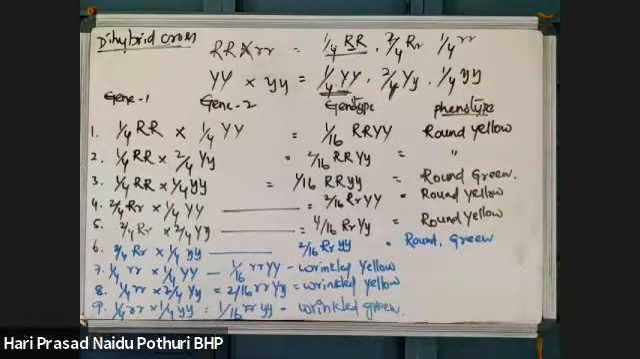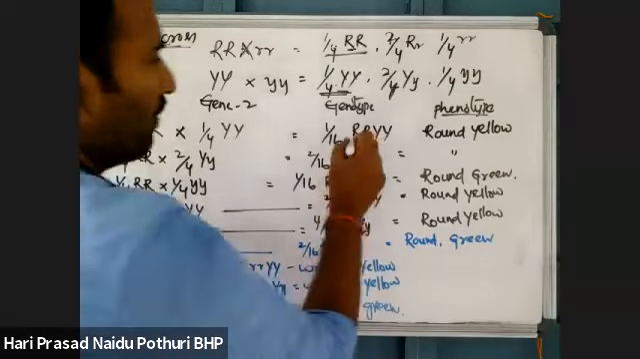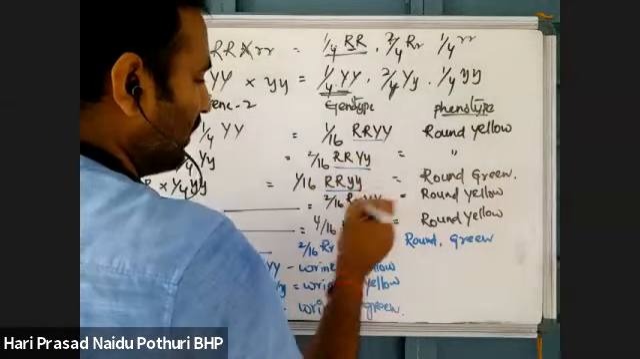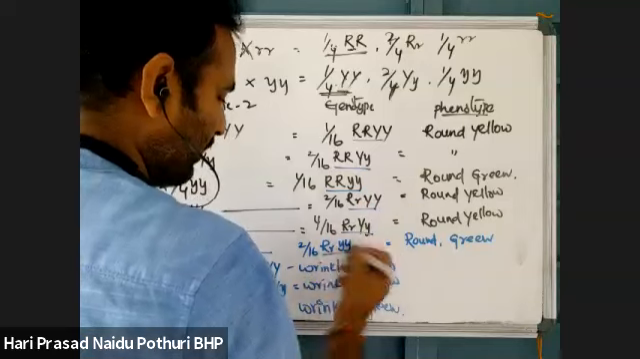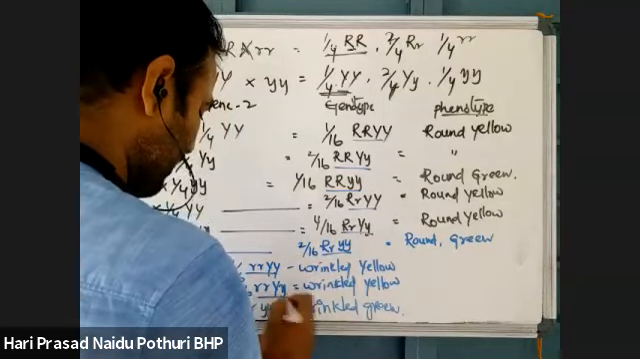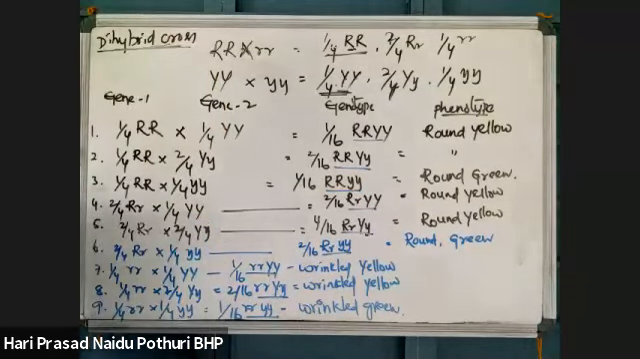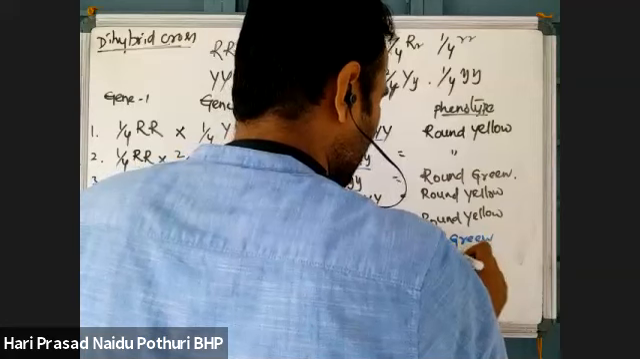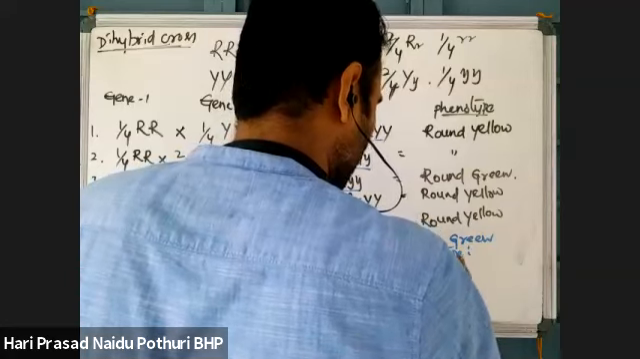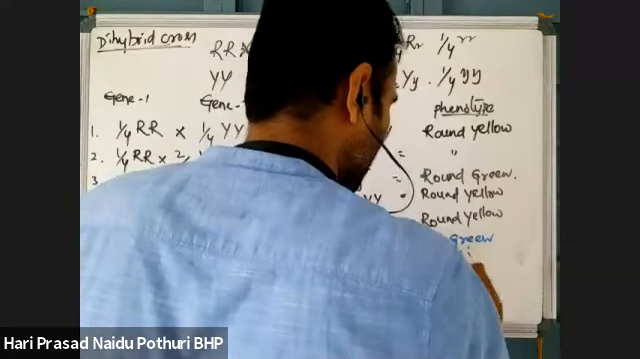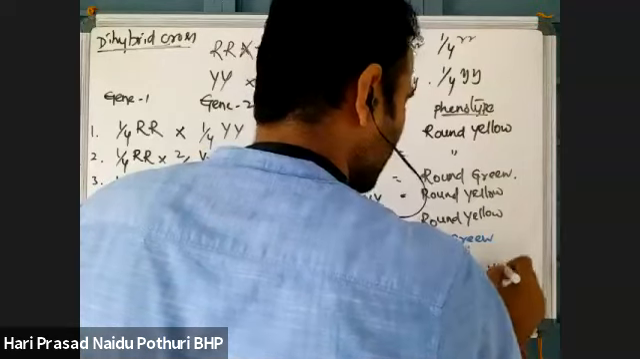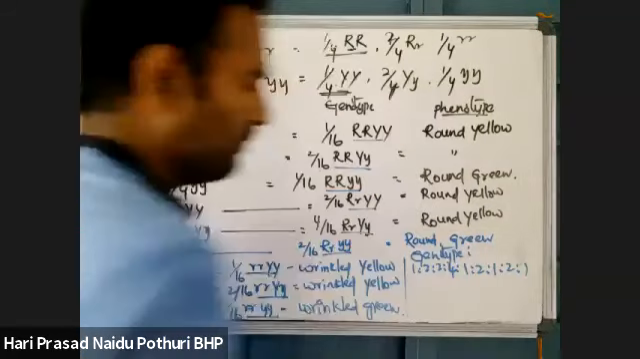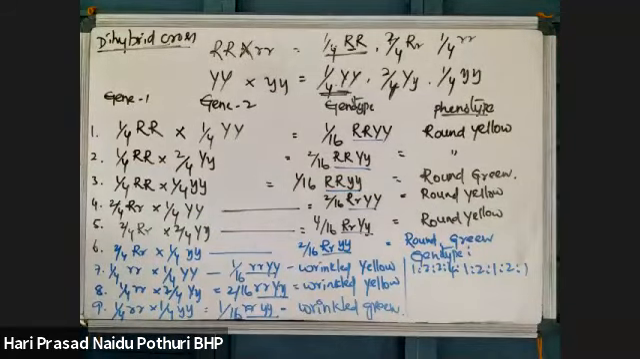So how many genotypes are possible? 1, 2, 3, 4, 5, 6, 7, 8, 9 genotypes are possible. So this genotype ratio is what? Genotype ratio is 1:2:2:4:1:1:2:1. That is genotype. How many phenotypes are possible?